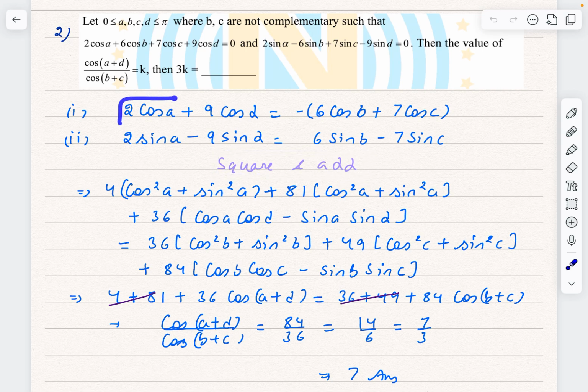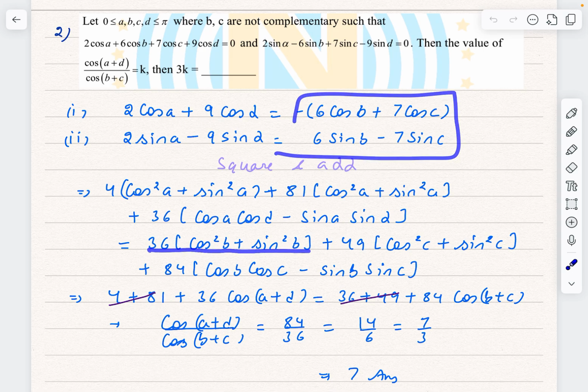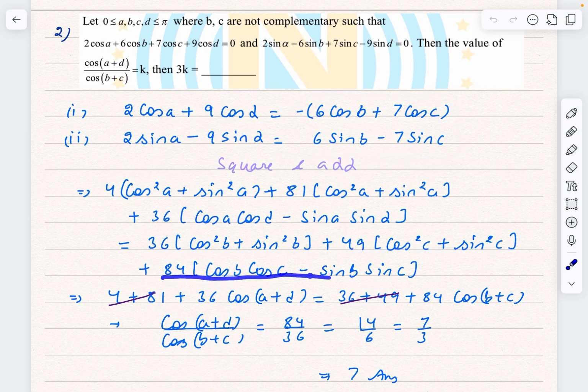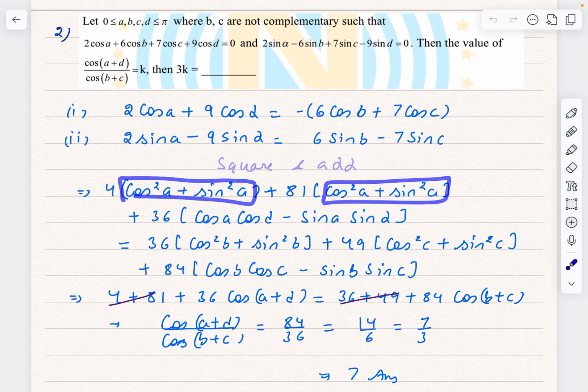When you do that, you get 4 cos square A, 4 sin square A, you get 4 times cos square A plus sin square A, 81 times cos square D plus sin square D, plus, when you do 2 cos A 9 cos D into 2, you get 36 cos A cos D minus sin A sin D. On the right side, you do the same thing, you get 36 times cos square B plus sin square B, plus 49 times cos square C plus sin square C, plus 84 cos B cos C minus sin B sin C. Now this cos square plus sin square everywhere will just be 1.